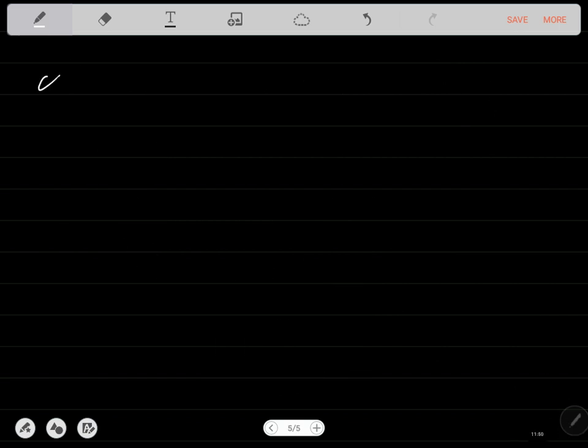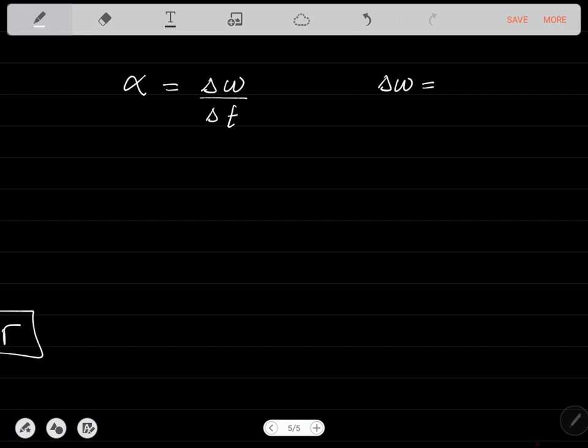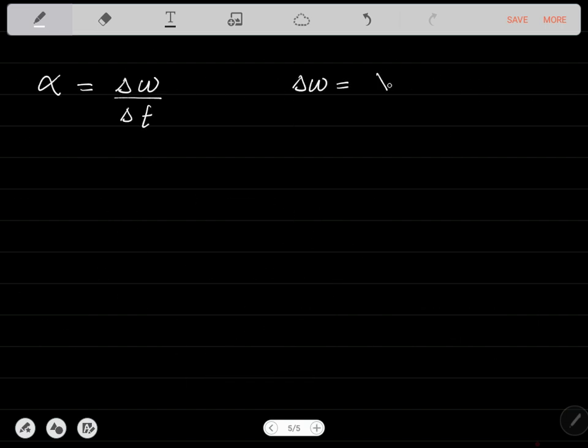Let's talk about angular acceleration. We said angular acceleration is just the rate of change of angular speed over change in time. But recall that angular speed, we said, is V over R. So we can take it there and do this. So you put V over R, then multiply by change in T.